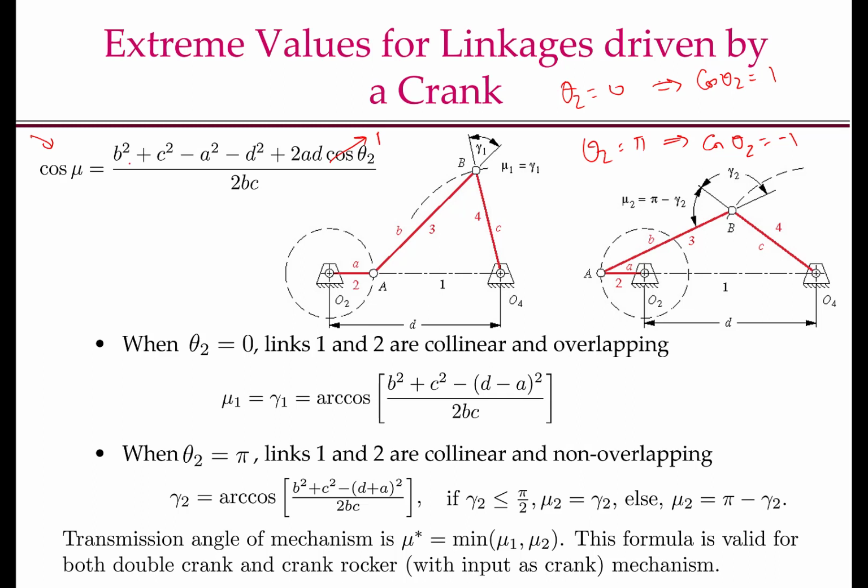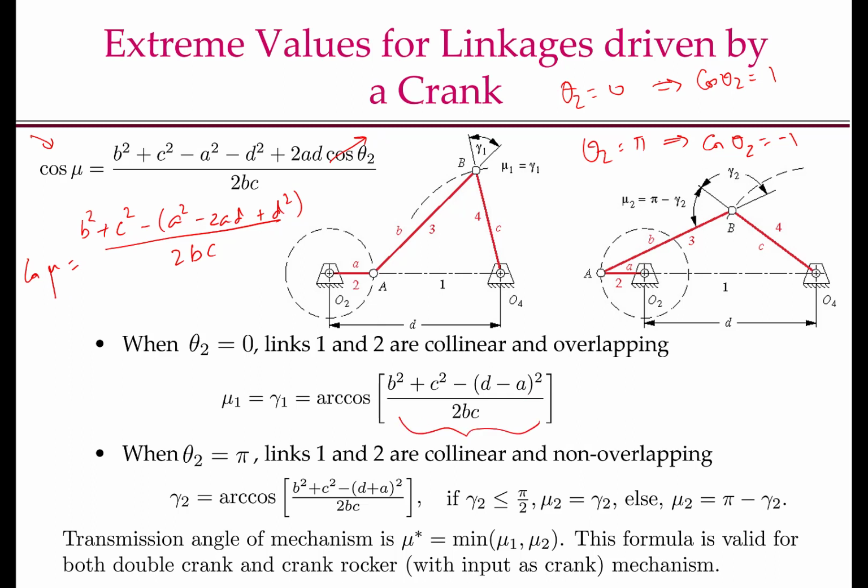So we have b square plus c square minus a square minus 2ad plus d square by 2bc. And the term in the parenthesis here is a minus d whole square. So we have b square plus c square minus a minus d, or d minus a, whole square, it doesn't really matter, by 2bc is cos of mu. So mu equals arc cos of this expression here.